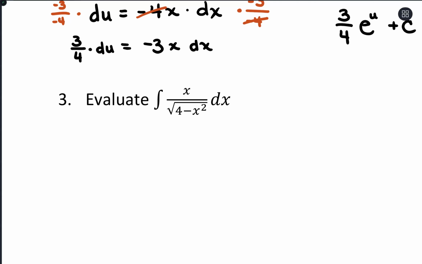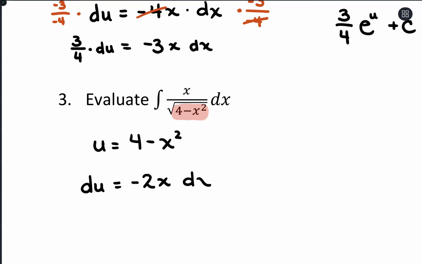So with this one, in terms of inside function, I'm seeing that 4 minus x squared trapped underneath that square root. So let's try that out. u equals 4 minus x squared. And then we'll have du is the equivalent of negative 2x dx. So what we would have, and what can help us to start seeing pieces come together.